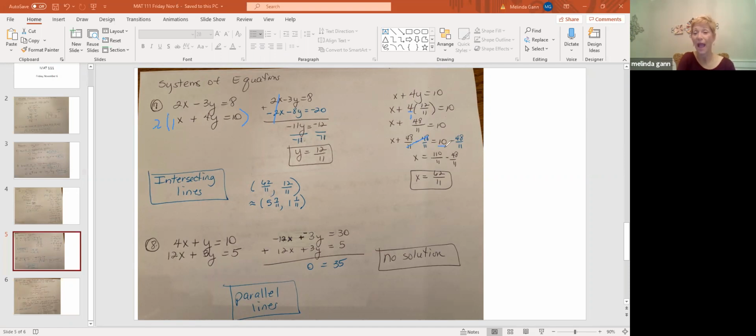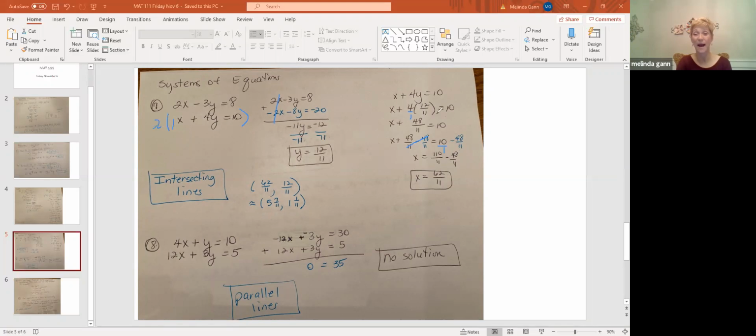Remember, that's like 10 over 1. But now when you're adding and subtracting, you have to have a common denominator. So my common denominator was 11. So what do you multiply 1 by to get 11? Don't you multiply it by 11? So 10 times 11 is 110. So my common denominator of 11 stayed, and then 110 minus 48 gave me 62. So there's my answer. X is 62 11ths and y is 12 11ths.